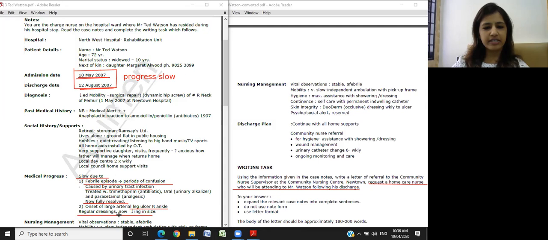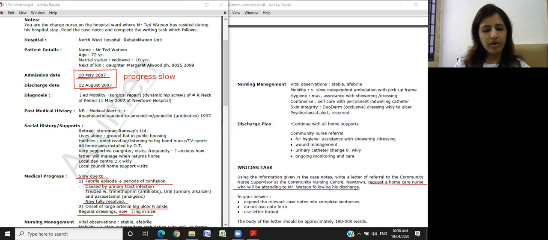That means these were the complications which happened when he was in the hospital. But if you think from today, 12th August, they are not so serious a problem because the urinary tract infection has now completely resolved. And the ulcer is also now healing or decreasing in size.